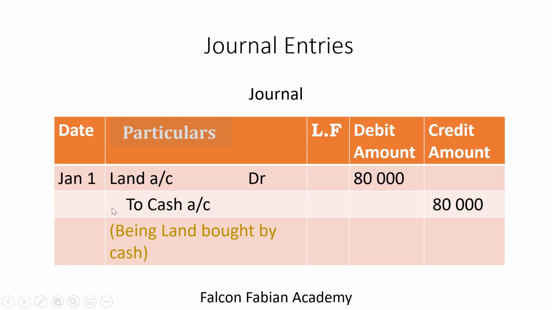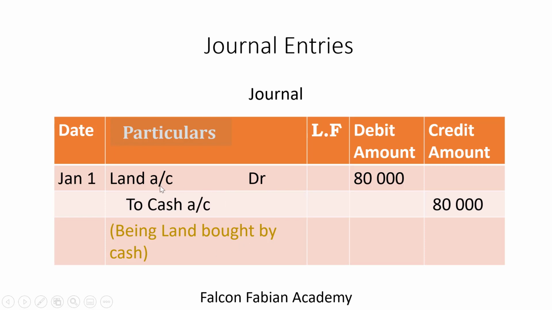In the next line, we will leave some space, then the word to, followed by the account to be credited, which is cash in this case, followed by abbreviation A/C. And then in the credit amount column, the amount 80,000. And the narrative is, and what did I say about narrative? It has to be in the bracket and it needs to start with the word being. So the narrative is being land bought by cash.